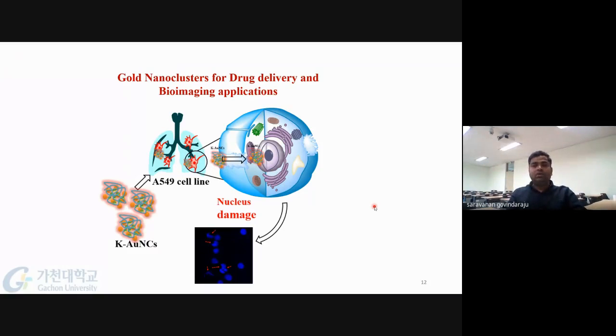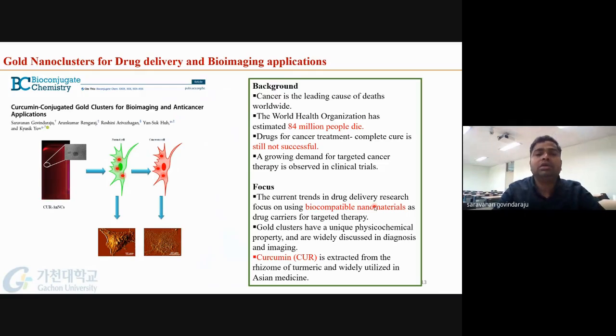And second, we are going to talk about how we are using gold clusters for drug delivery and bioimaging applications. The first work I want to present is the curcumin-conjugated gold cluster for bioimaging and anti-cancer applications. This work I did with my collaborator, Professor Yunsuk Hook at Inha University. This paper was published in Bioconjugate Chemistry. Here I'm going to talk about how we synthesize the nanoclusters and how we utilize this material for drug delivery and bioimaging application.